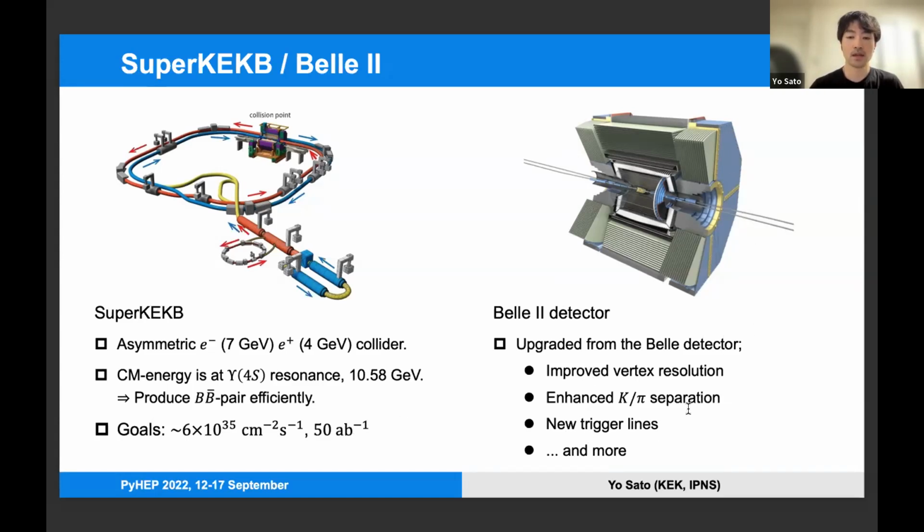The Belle II detector is also upgraded from the Belle detector with several improvements. Like particle resolution is improved by introducing a new pixel detector. And K-pi separation is also enhanced by a newly introduced PID detector. And we have some new trigger lines dedicated to the dark sector search.